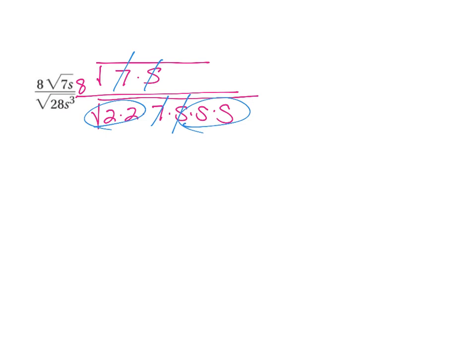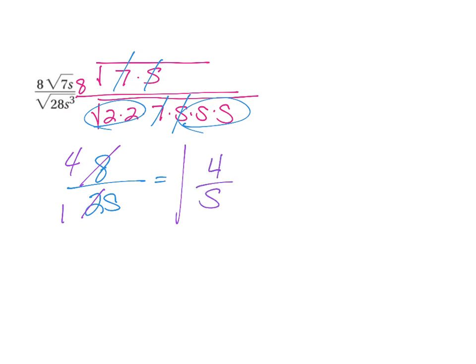So then I'm left with 8 in my numerator, and then 2s in the denominator. Now, the 8 and 2 are like a fraction. I can simplify. So dividing by 2, 8 becomes a 4. This one becomes a 1. So then I end up with 4 over s. That looks a lot nicer than what we started with.